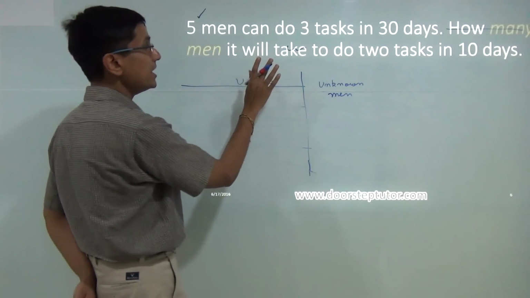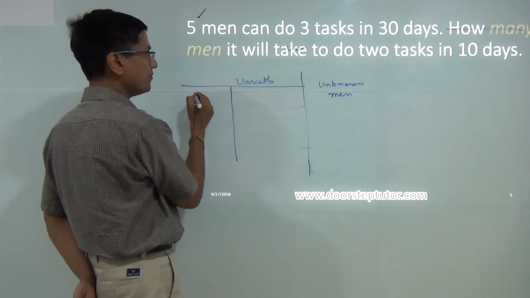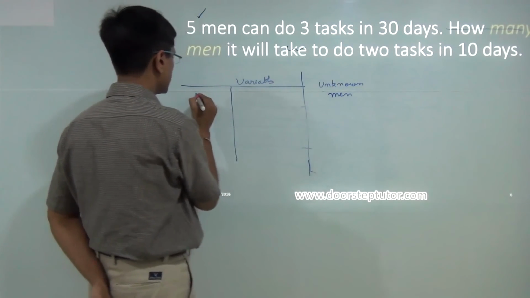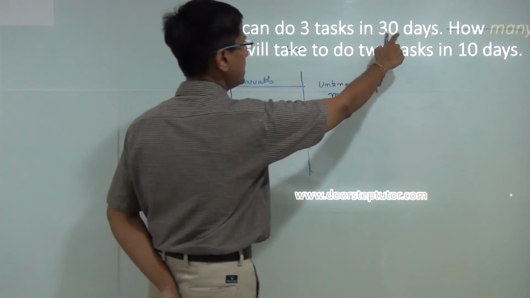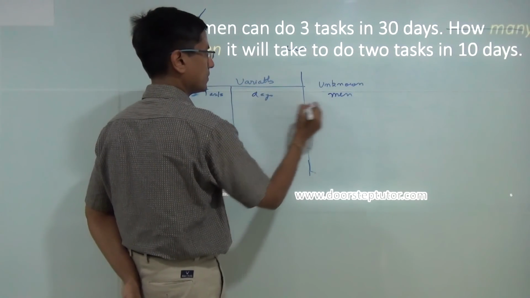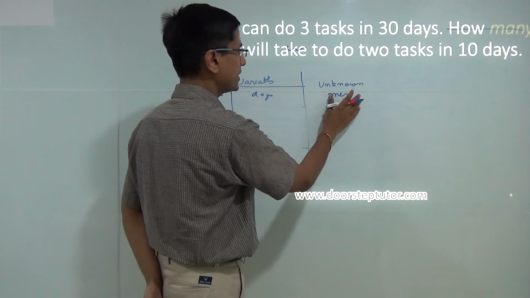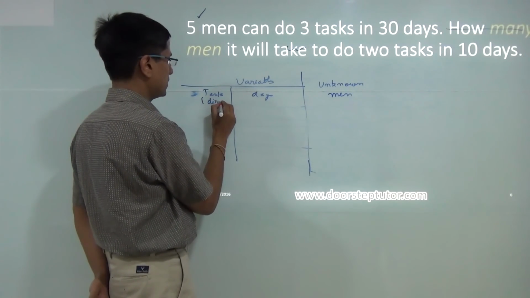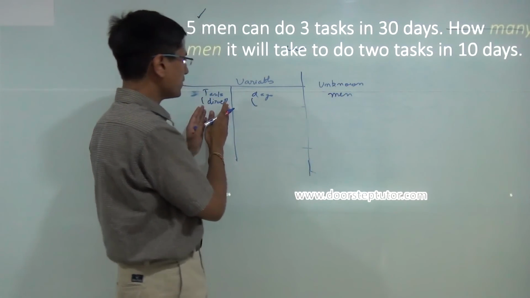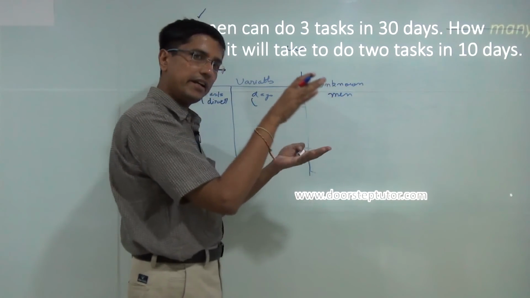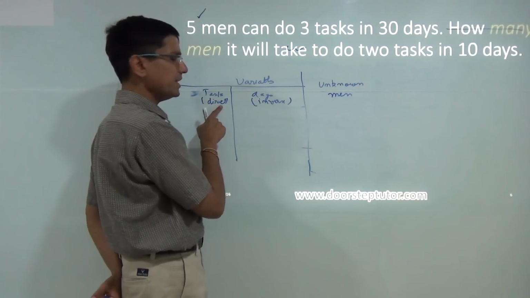Variables, I have actually been given 2 variables here. If you read carefully, number of tasks is a variable, so this is tasks, and then number of days. If I increase the number of tasks and keep the number of days constant, I need to increase the number of men. So there is a direct relationship here. And if I increase the number of days and the number of tasks remains the same, I can reduce the number of men. So there is an inverse relationship going on here.